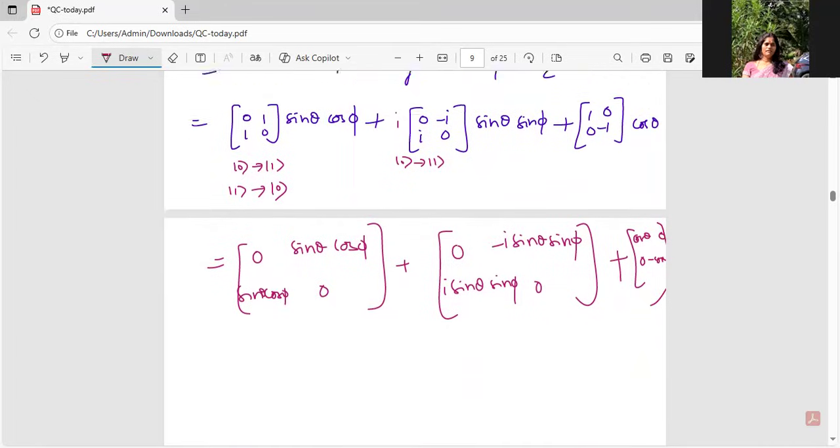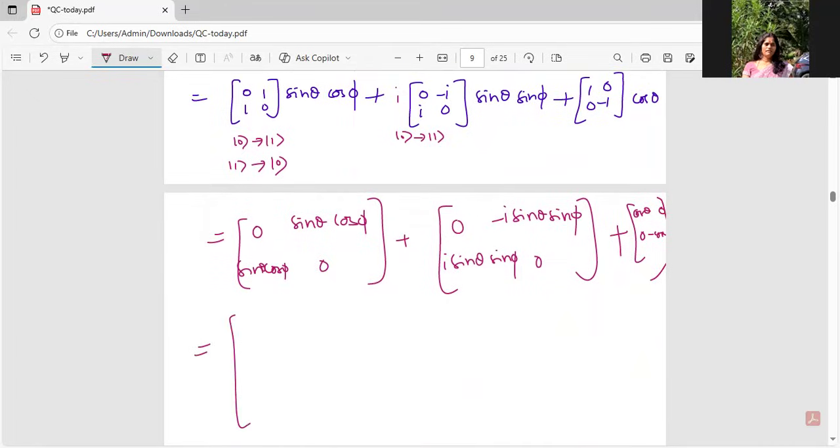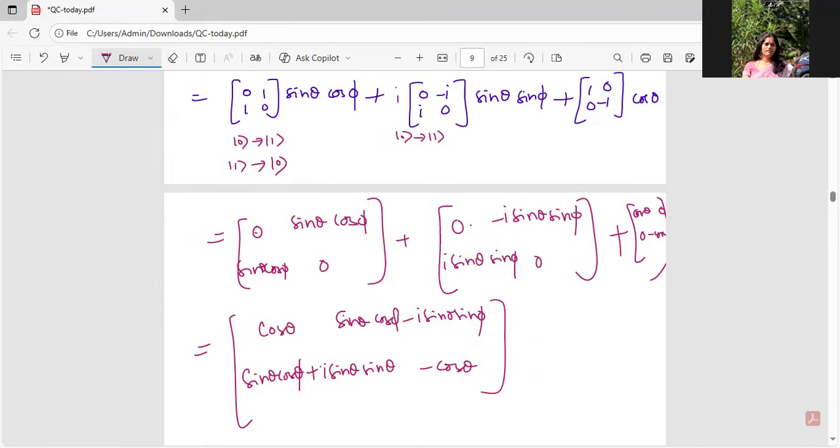Add all the three respective elements. So the first element would have 0, 0 and cos theta. The second element would have sin theta cos phi minus i sin theta sin phi. Of course, the third one is 0. Okay. For the second row, first element, sin theta cos phi plus i sin theta sin phi. The last element is 0, 0 and minus cos theta. What is this? This is my sigma n, guys.